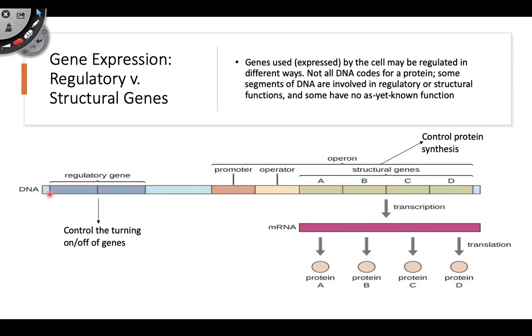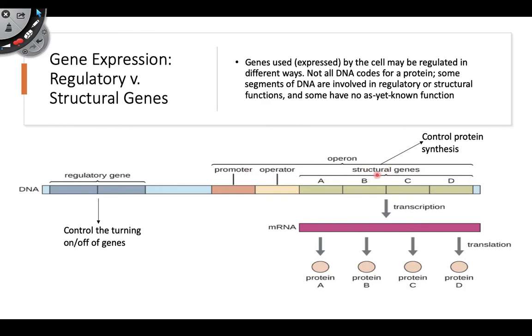Here we see that in this segment of DNA, there is a regulatory gene, and this is a gene that is going to control the turning on and off of other genes that follow the regulatory gene. So this regulatory gene is going to control these promoter and operator genes, which in turn are going to control the structural genes, which in turn are going to control protein synthesis. Okay, so the regulatory genes control the turning on and off of other genes.